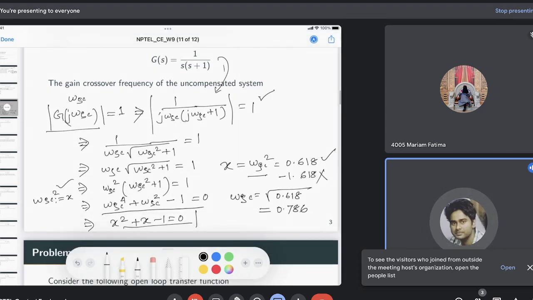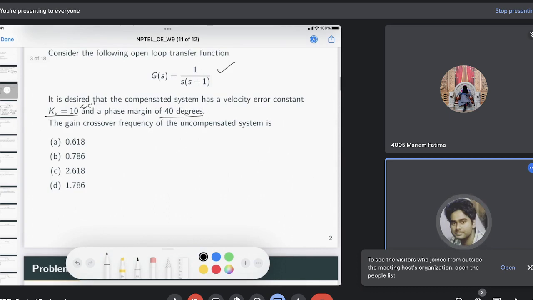By solving we get one equation that can be transformed into a quadratic equation, and we then find the roots of this quadratic equation. This actually gives omega GC, the gain crossover frequency, squared. Because it is a real quantity, we discard the negative number and take the positive number, which gives us the gain crossover frequency. Okay, so this is the gain crossover frequency for this uncompensated system.